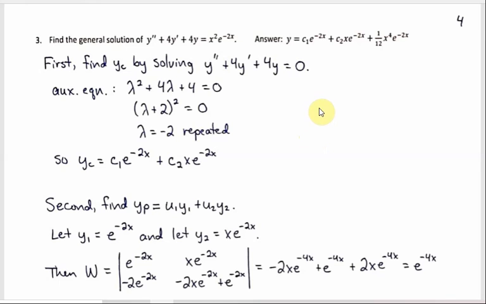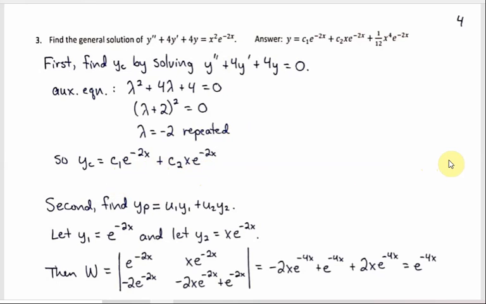So first, y complement. This is one where you get a repeated root. So there's our homogeneous analog auxiliary equation, and you go, yep, that's a perfect square on the left side. That's lambda plus 2 quantity squared. So lambda is equal to negative 2, and that's a repeated root. So our complementary solution will have c1 e to the negative 2x plus c2x e to the negative 2x, right? That's the way that we handle the repeated roots.